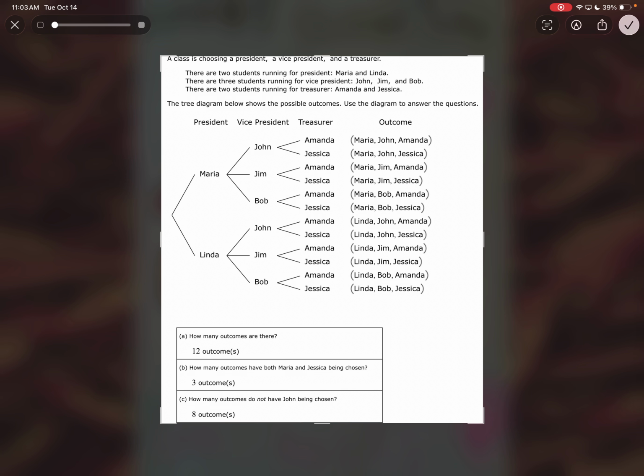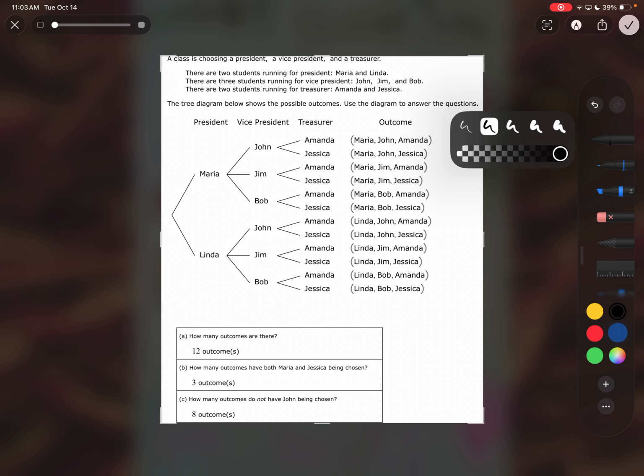All right, so this first topic is interpreting a tree diagram. This module is all about figuring out how many possible options there are. It's called the counting principle. This one shows a tree diagram of choosing a president, vice president, and treasurer.